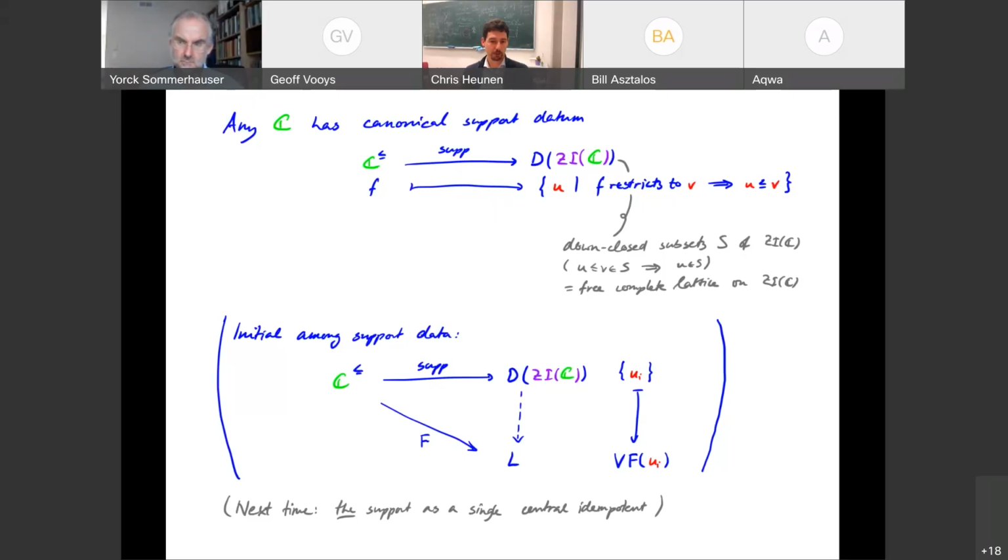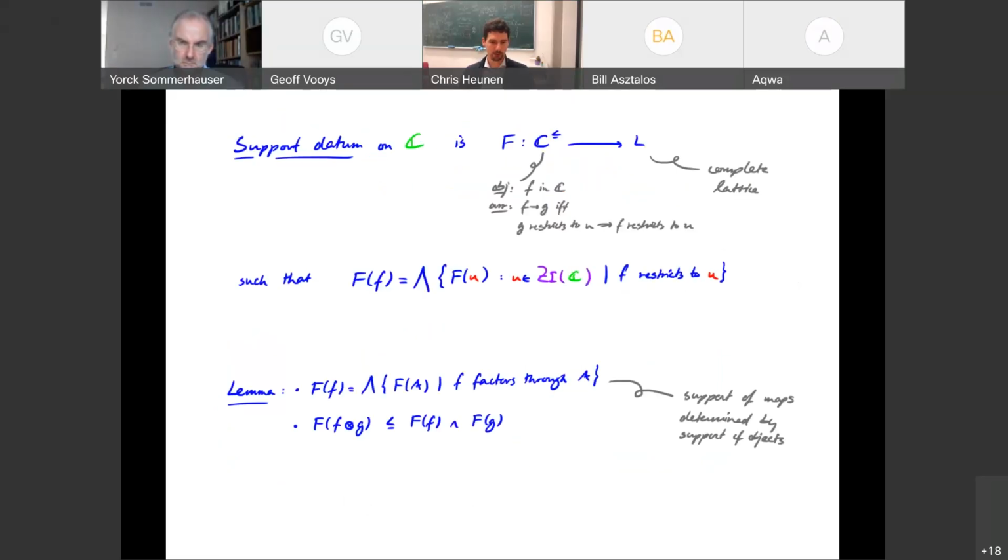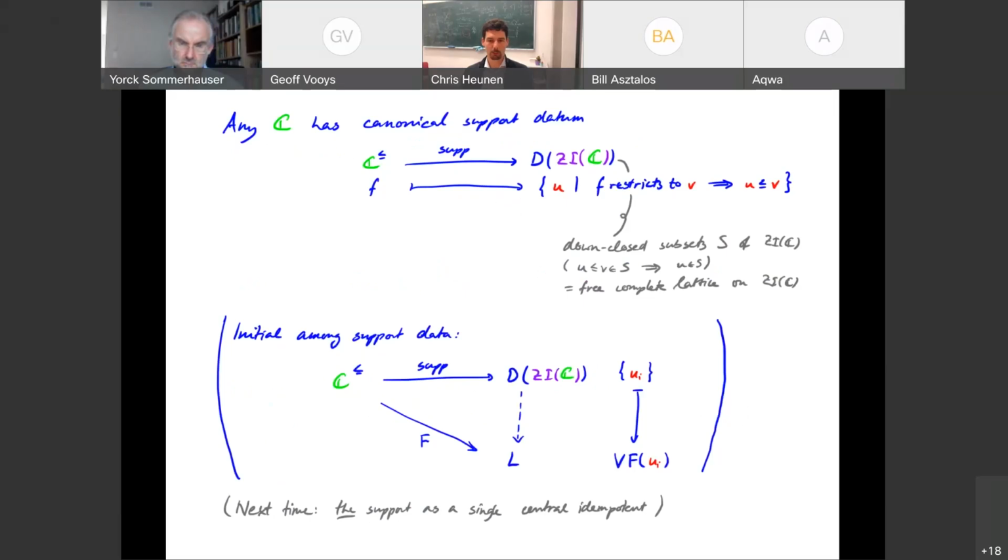Yes, and first of all, this is a support datum as defined on the previous page. So for this support, it really behaves like you think a support should, in the sense of this lemma. But moreover, it's the initial one. If you have any support taking values in any complete lattice, it has to factor through this one. So in some sense, these downsets of central idempotents really determine sort of where morphisms live.